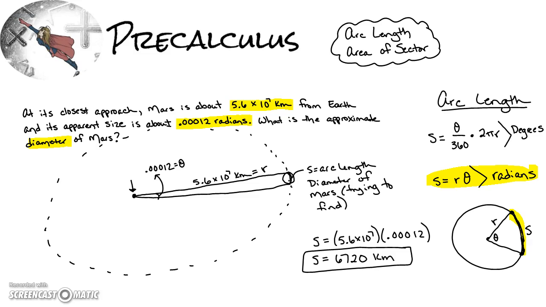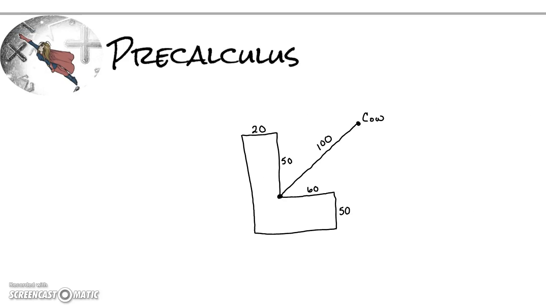So when you're presented with one of these problems, the distance between the two planets is going to be your r. The apparent size is going to be the theta, and then the diameter of the planet that you're trying to find is the arc length, and that's how it will always work in those problems. Now on my next page, I have an example using area of a sector.